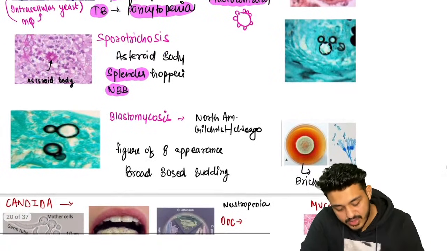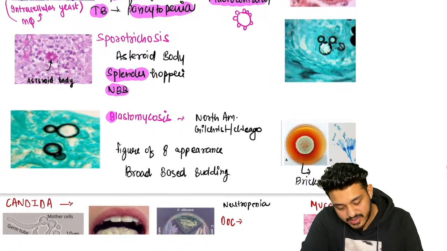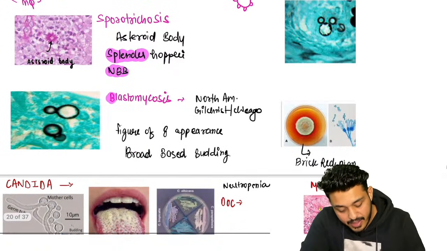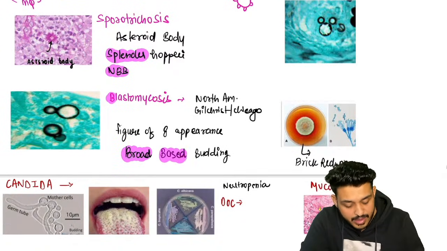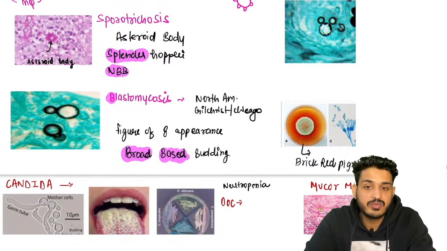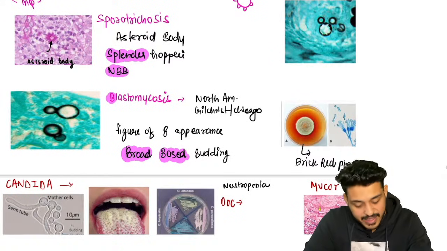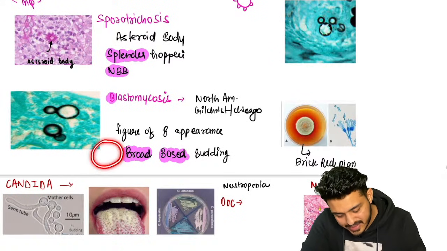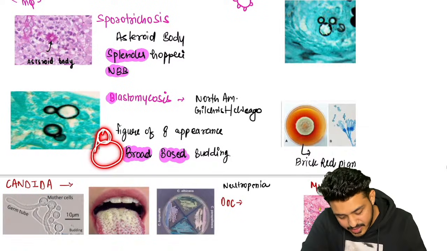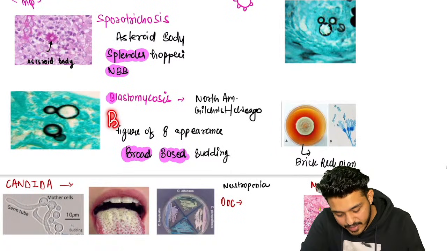What question they can ask you from blastomycosis is going to be the shape, right? Here you will have a broad based budding, very very important. Everywhere you are finding what? Narrow based budding. Here you will have a broad based budding. And isn't it looking like a B? Can I make a B out of it? Yes, it is. Is it looking like an 8? Can I make an 8 out of it? Yes, I can make an 8 out of it.